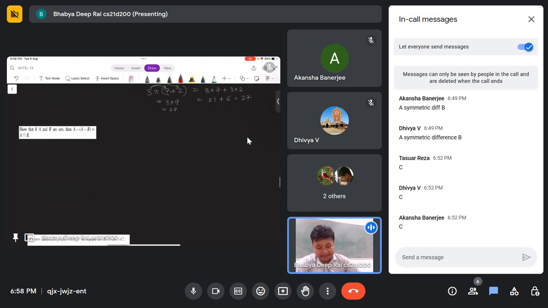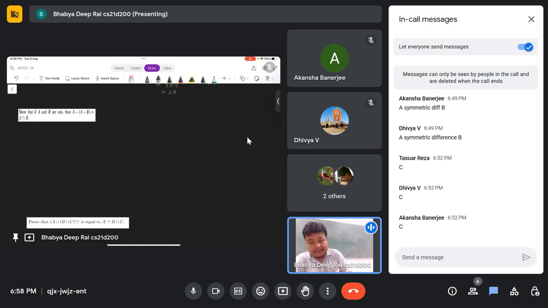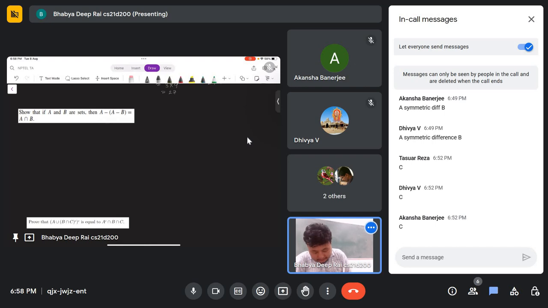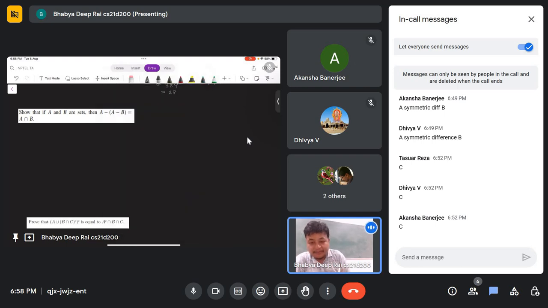So now that we've seen the distributive law, okay, let's try to solve this question. Okay, show that. Okay, let me try to increase this. Show that if A and B are sets, then A minus whole of A minus B is equal to A intersection B. So to show A minus (A minus B) is equal to A intersection B. Okay.